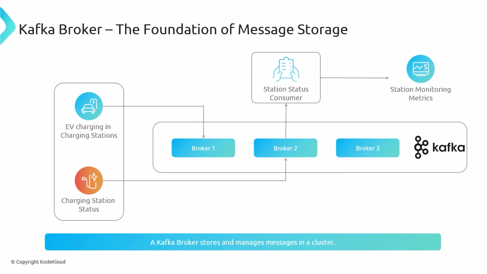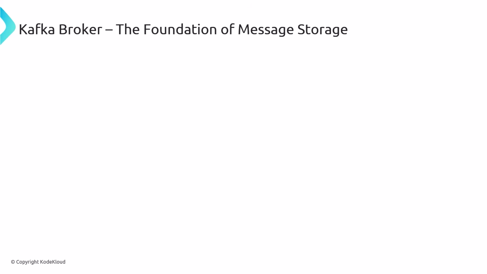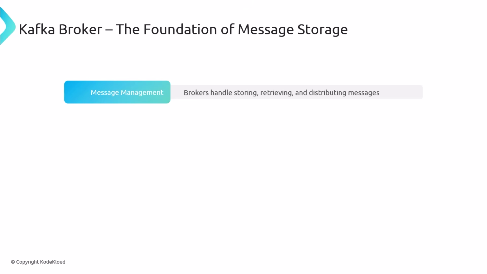Now it is time for us to understand some of the characteristics of these Kafka brokers. The first one being message management. Kafka brokers handle the storage, retrieval and distribution of messages efficiently. Every message flows through a broker, ensuring reliable data delivery across consumers. Without brokers, managing large-scale real-time data streams would be chaotic and unstructured. They act as the backbone of distributed messaging, ensuring seamless communication between producers and consumers.